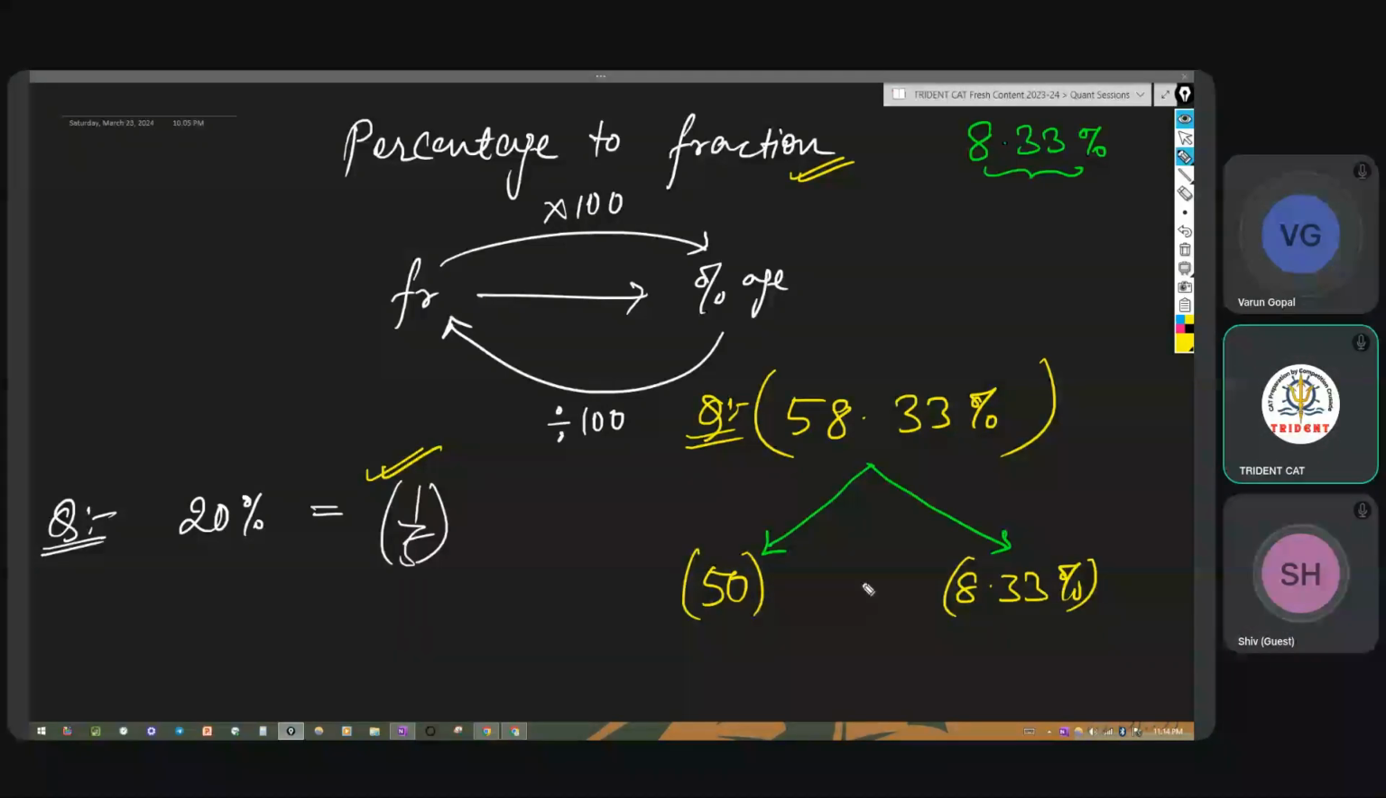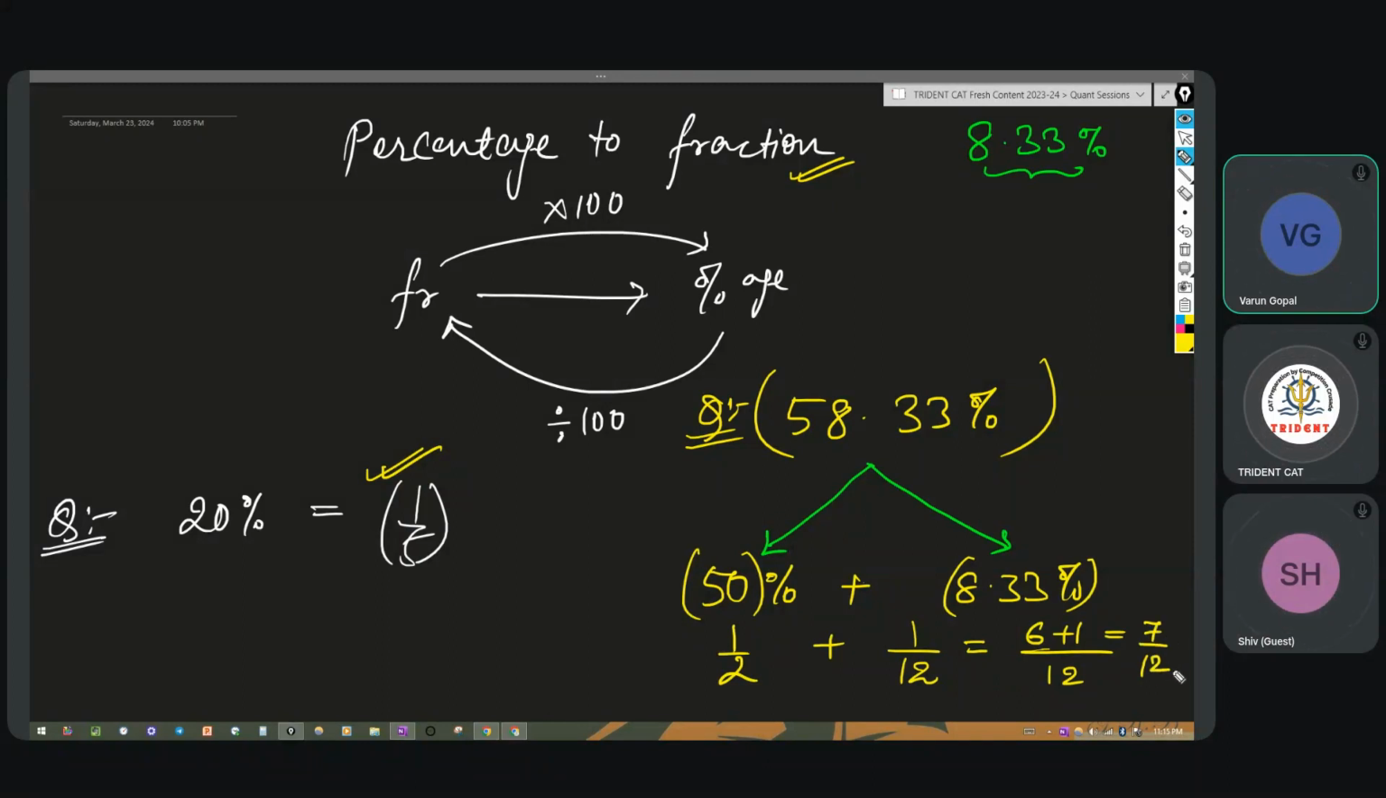But can you tell me, both of you, Shiv and Varun, the fraction equivalent of 50 percent is how much? Half, 1 by 2. And what is the fraction equivalent of 8.33? 1 by 12. Can you take the LCM now? 12 is the LCM. 6 plus 1, this is 7 by 12.